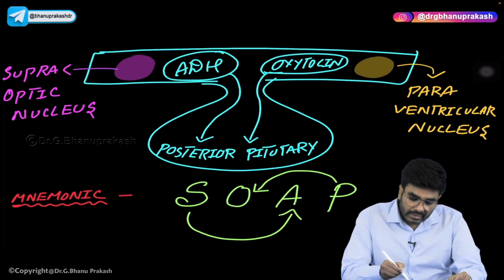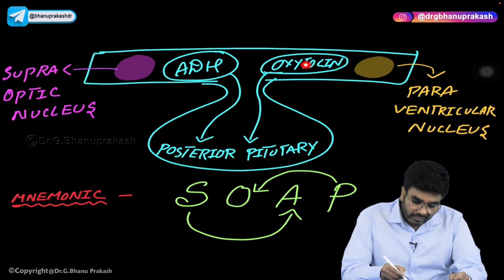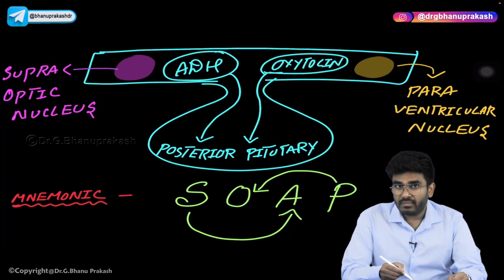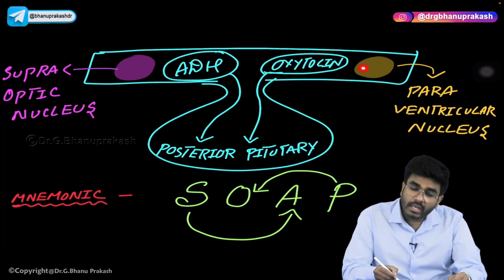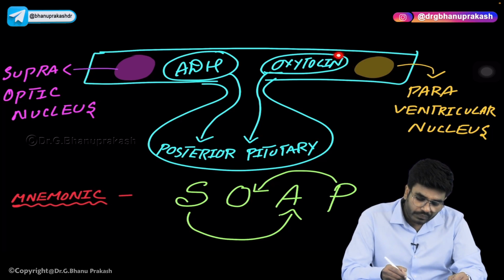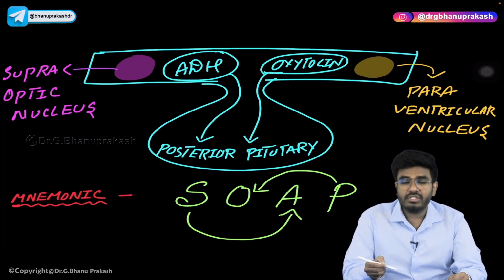What is that hormone? That is oxytocin. Even oxytocin is getting produced from the hypothalamus. From which nucleus? This is the yellow color nucleus which is producing the oxytocin. What is the name of this yellow color nucleus? Paraventricular nucleus. So the paraventricular nucleus from the hypothalamus is going to produce the oxytocin, and oxytocin is coming and getting stored in the posterior pituitary.